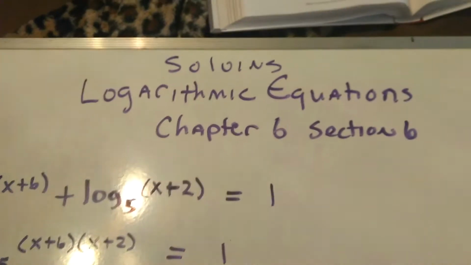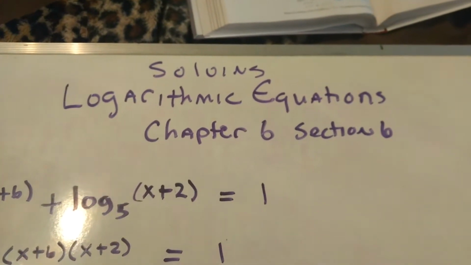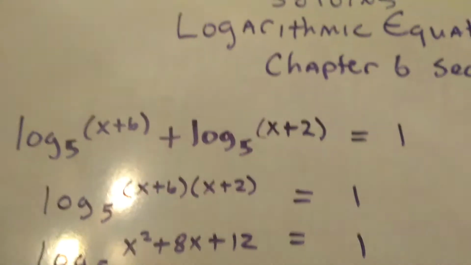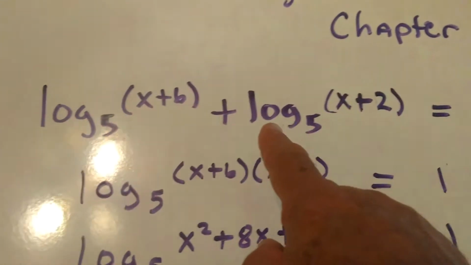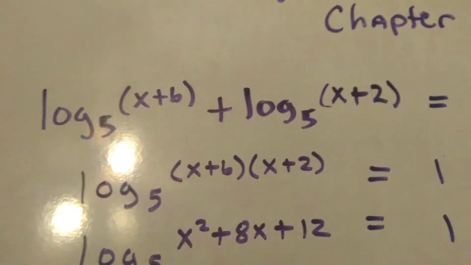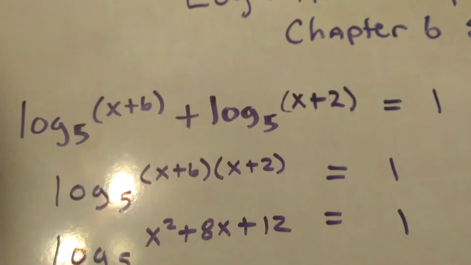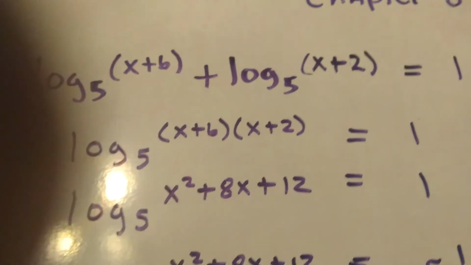This is the first part of Chapter 6, Section 6, where we're solving logarithmic equations. First thing to recognize is that it's an equation, so there is an equal sign. Also recognize that there's either log or natural log written in the equation. So what happens is we're going to use what we learned in 6.5.